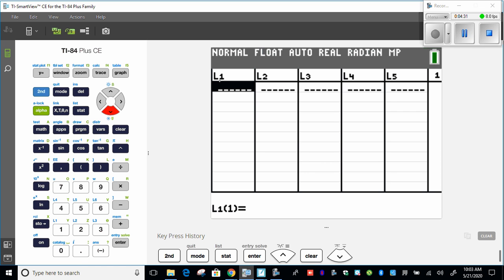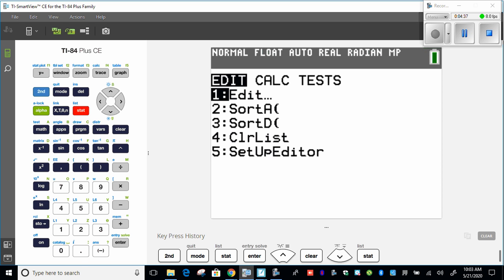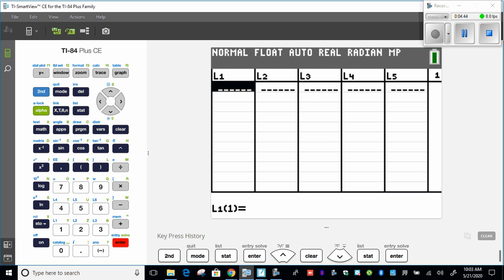And what you should have is list 1, list 2, list 3, etc. If you're missing any of these lists because you deleted one on accident, it's going to happen. You just go back to Stat and then set up editor number 5. We'll get you back into that. Okay, it'll bring them all back, and then you'll have to arrow up, hit Clear, arrow down.